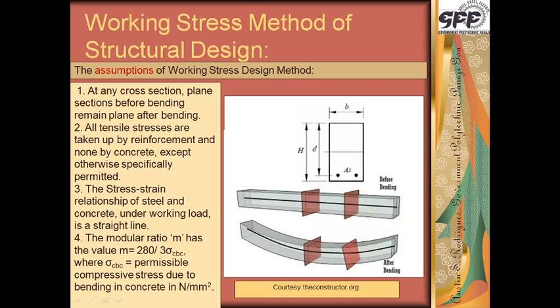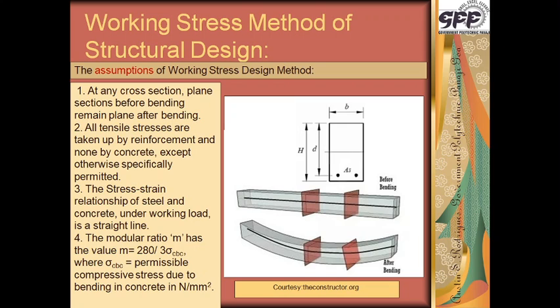So what we have understood are the assumptions of working stress design method, the four assumptions which are laid down. One is that plane sections before bending remain plane after bending also. All tensile stresses would be taken only by the steel. The concrete will not take any tension. The stress strain diagram would be straight within the working limit. Whatever service stresses are produced, those would be essentially within the straight line.